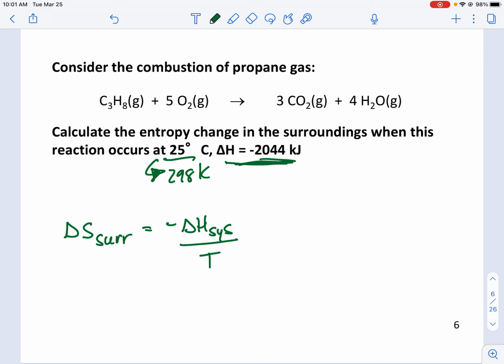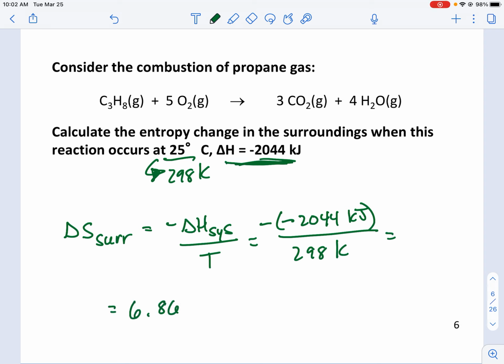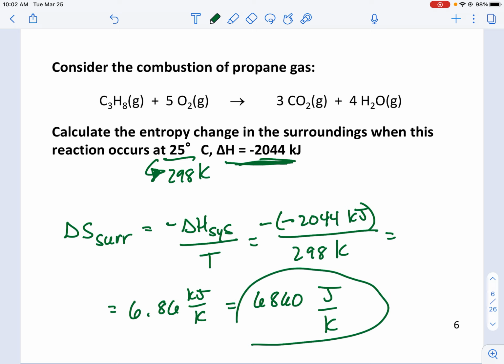This is one where you just plug and chug through it. This is minus, but this is minus. So minus 2044 kilojoules over 298 Kelvin. This equals 6.86. Now this is kilojoules per Kelvin. And typically when we're talking about entropy, we'll convert this. This is 6,860 joules per Kelvin. And that would be your answer.